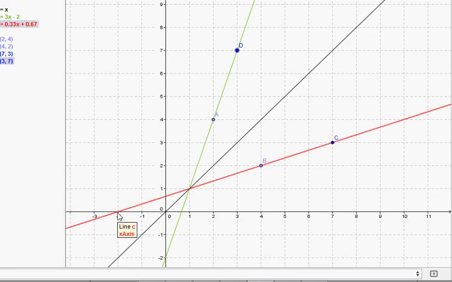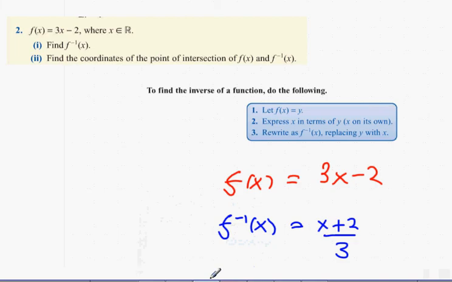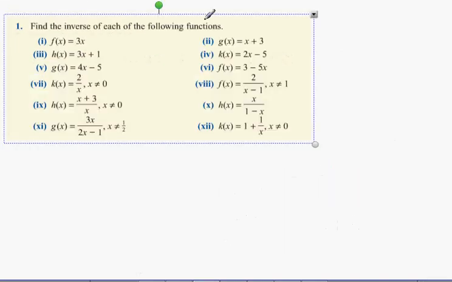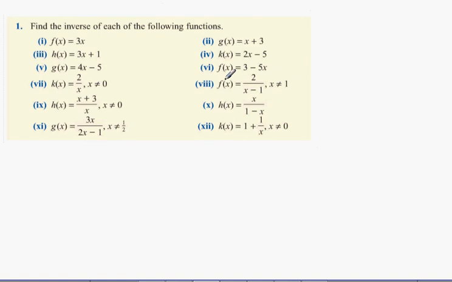Look at this one. -2, 0. What will be on the inverse function? 0, minus 2. That happens every time, without fail. Okay, so I'll do a question on number 1 for instance, okay? Now, look at this one here.